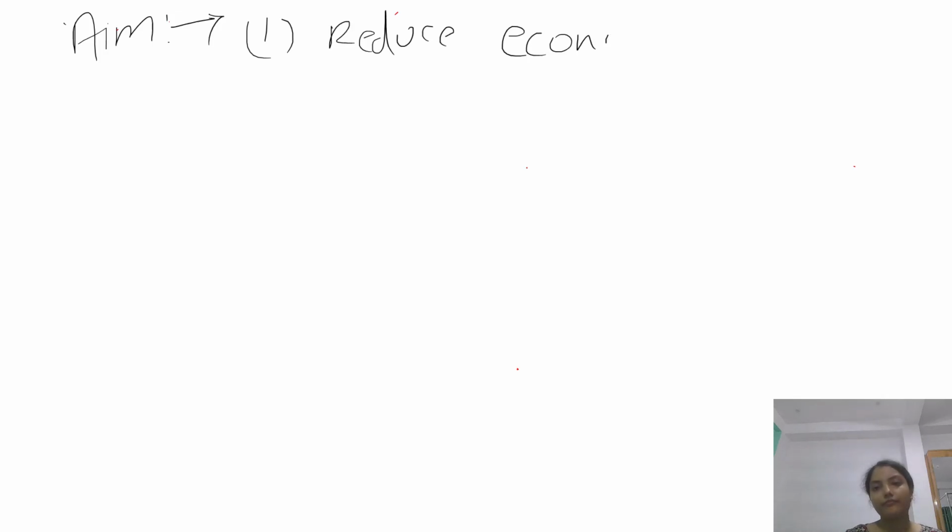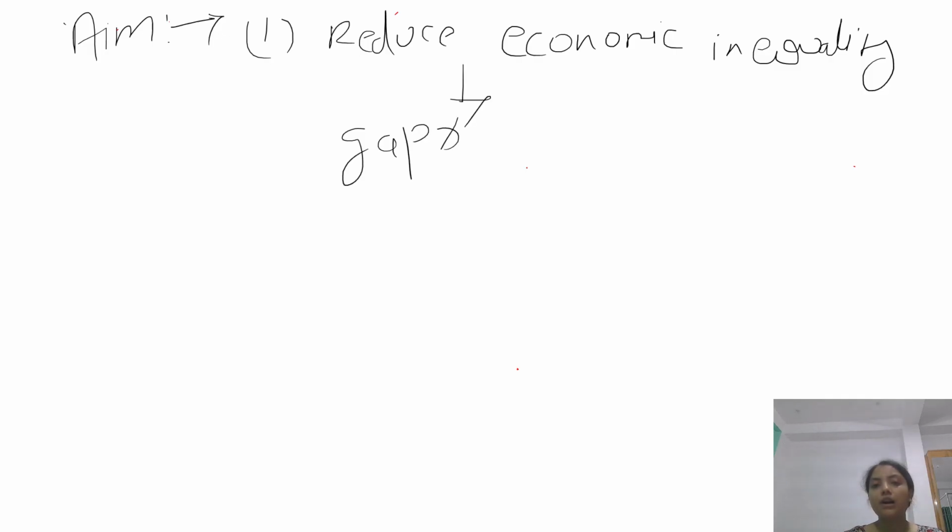What are the aims of socialism? Reduce economic inequality. Reducing the economic inequality, so the gaps between rich and poor, reducing the gaps between rich and poor.